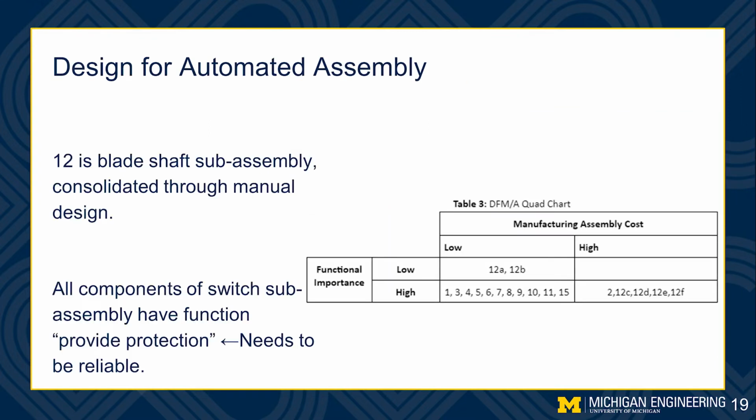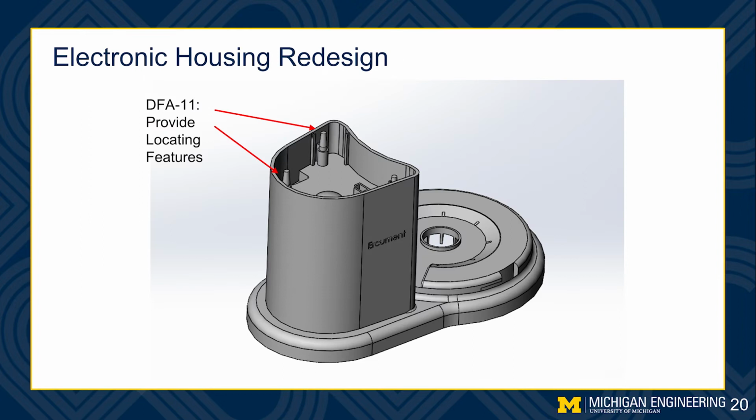The first feature redesign was on the electronic housing. Extrusions were added with draft angles, and these will aid in the insertion of the other parts. When looking at our quad chart, parts with both high assembly cost and functional importance include part 12, which is the blade shaft subassembly. However, this was already redesigned in the manual assembly section to be one part.